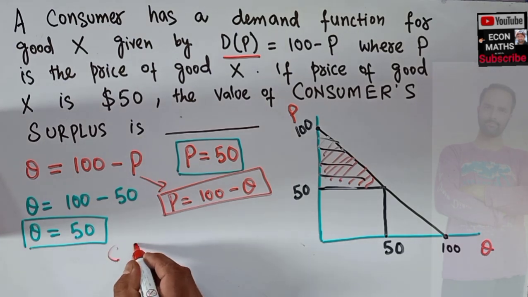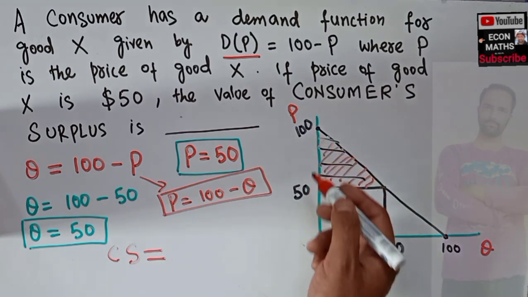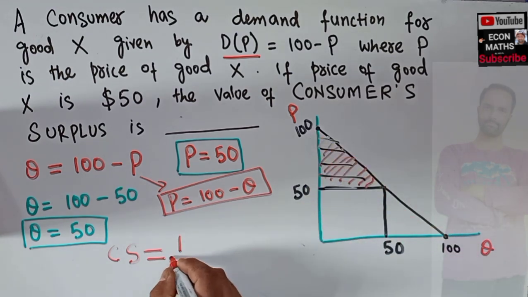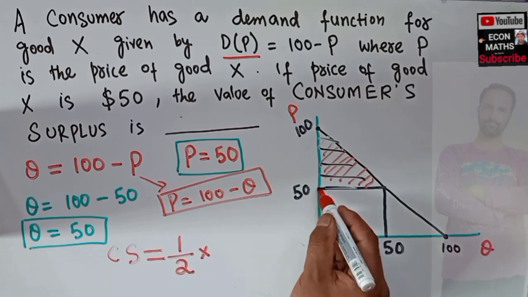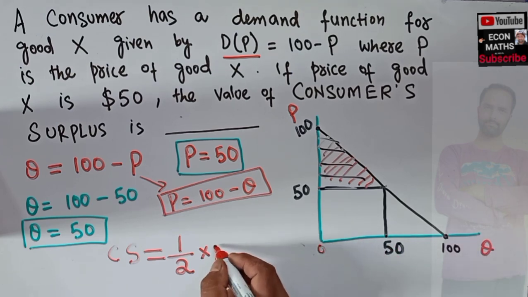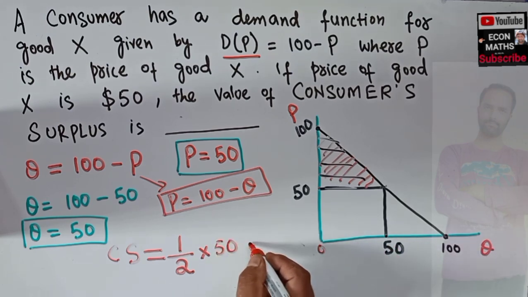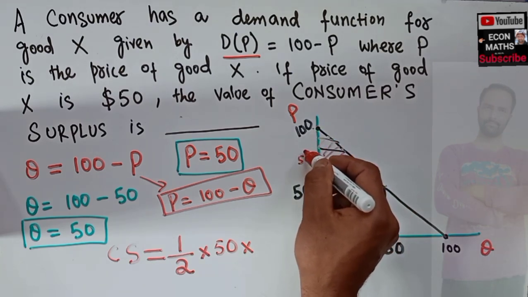Consumer surplus will be equal to the area of this very triangle. Since it is a right angle triangle, its area is given by 1 upon 2 into base into height. What is the base of this triangle? We have 0 to 50, so it is 50. And what is the height of this triangle? 100 minus 50, this is also 50.